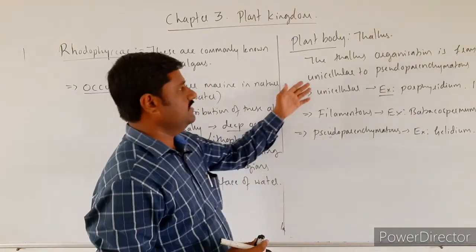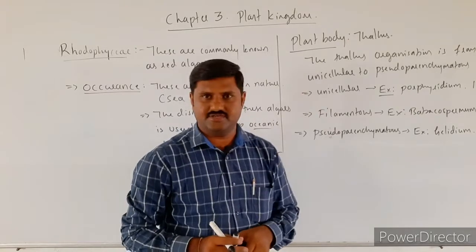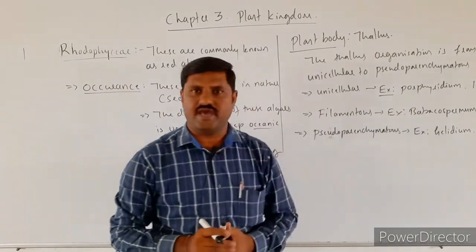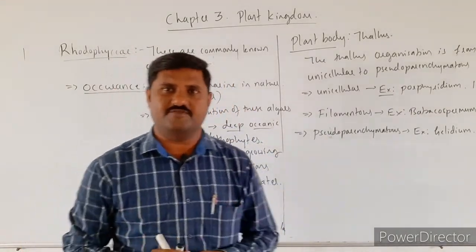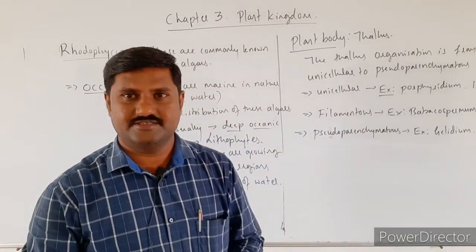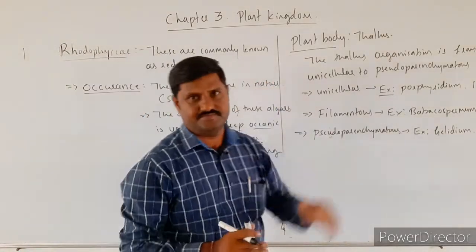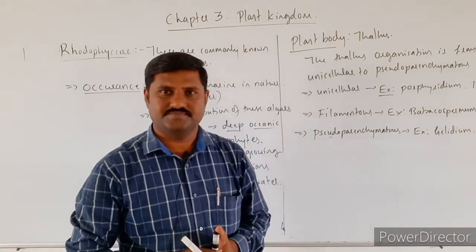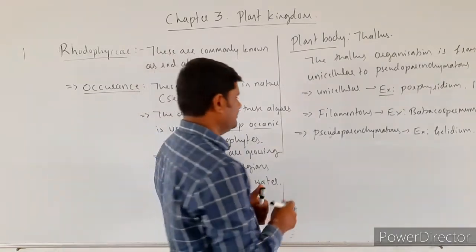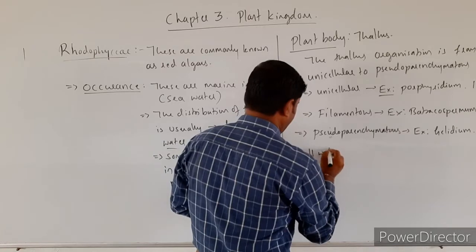So this way, some are unicellular in nature, some are filamentous, some are pseudoparenchymatous. Such different body forms we come across in red algae, right? So this is about the plant body. Then let us go through the next characteristic feature, that is cell wall.